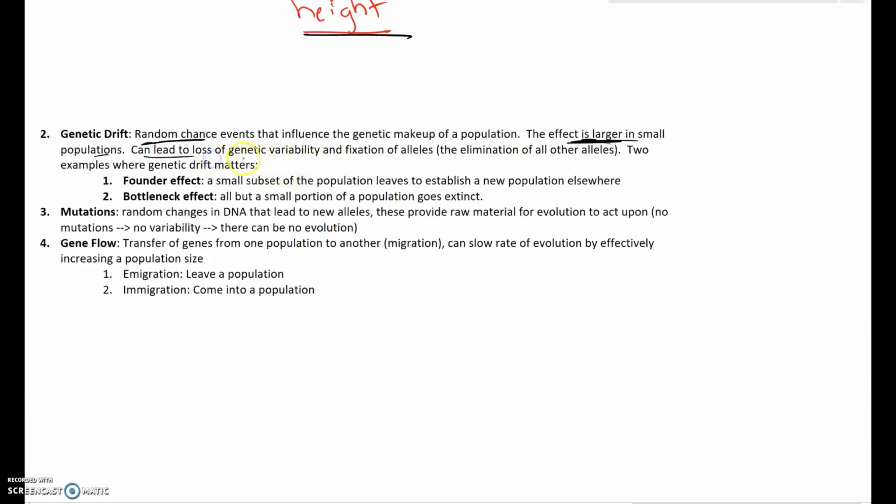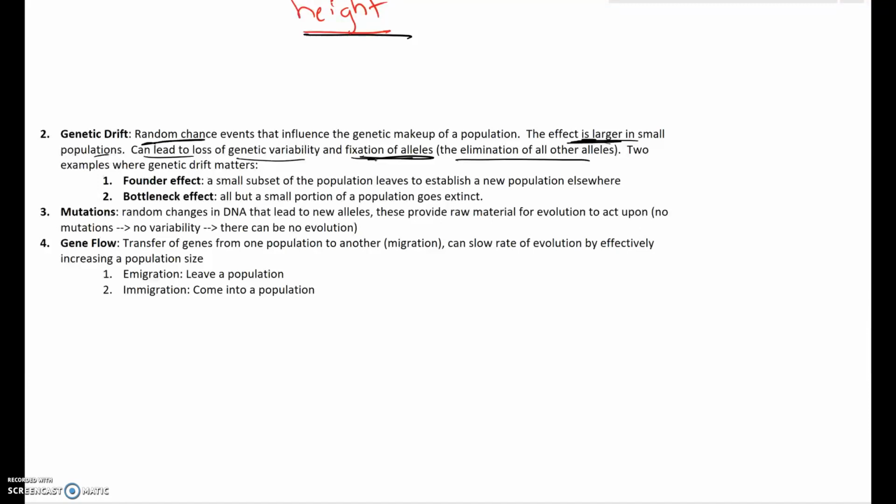And this over time can lead to the loss of genetic variability, or what's called the fixation of alleles, which is when the elimination of all the other alleles happens, or that's the only allele that remains in the population. Or in other words, it's totally eliminating all the variability that existed within that population. If there's only one allele present in the entire population, every individual has that allele and there's no variation. Everybody looks the same for that particular trait.